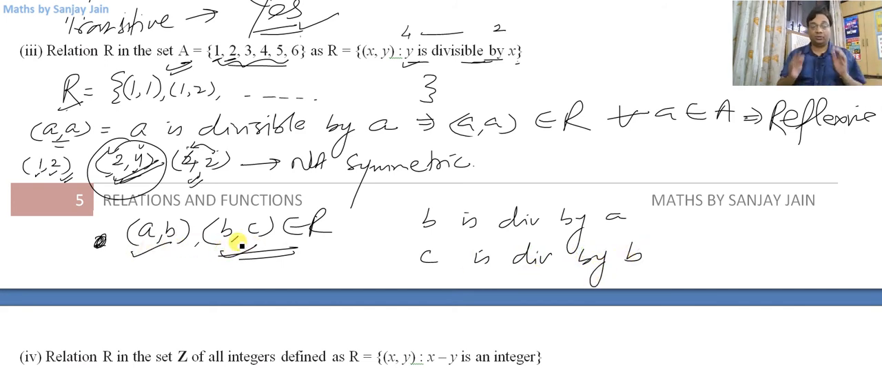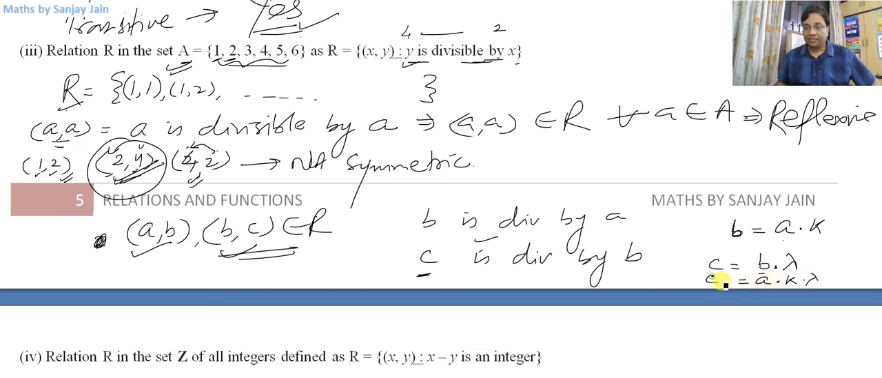The presence of these two ordered pairs in the relation means that B is divisible by A and C is divisible by B. So if B is divisible by A, B will be of the form A into some integer K. So B is equal to A into K. Now C is divisible by B, so C will be B into some integer, let us say lambda. So if I replace this B with A into K, I can write it as A into K into lambda. That means C is divisible by A. So this implies C is divisible by A.